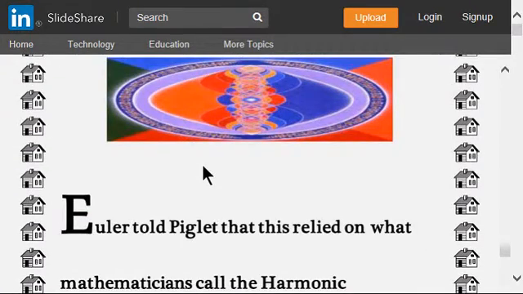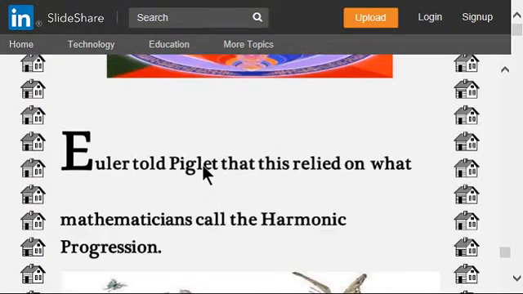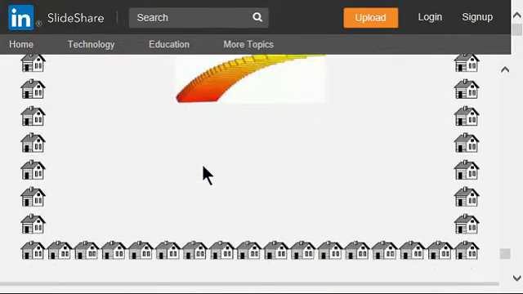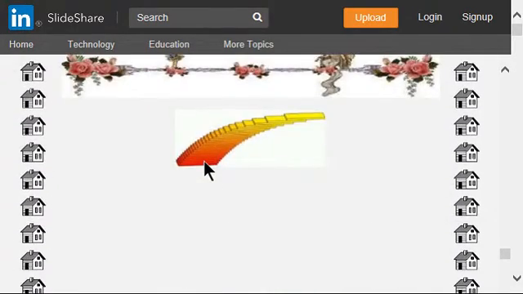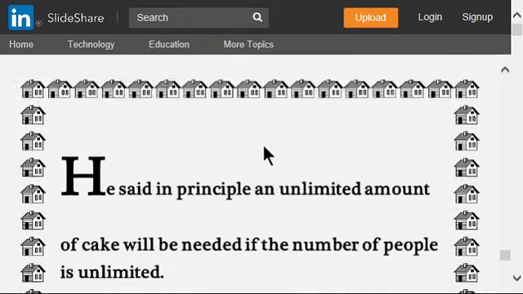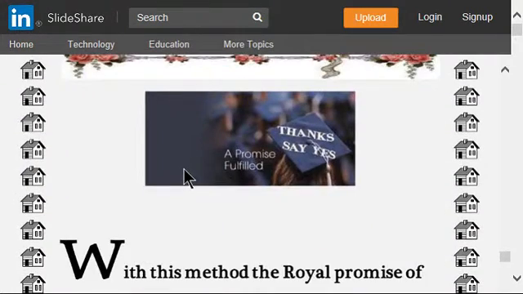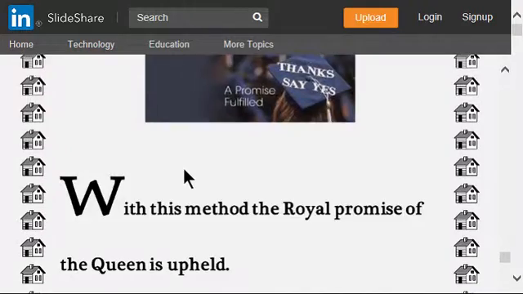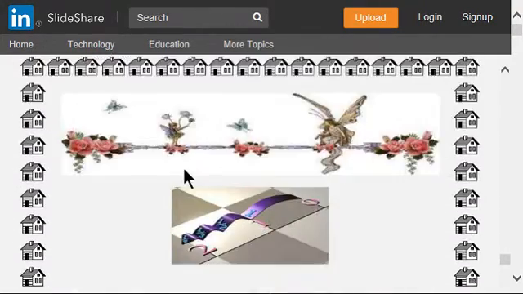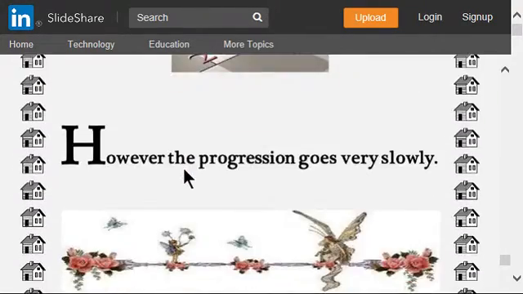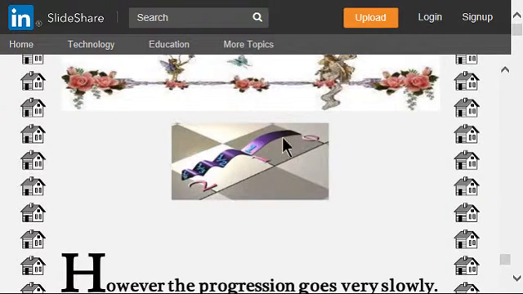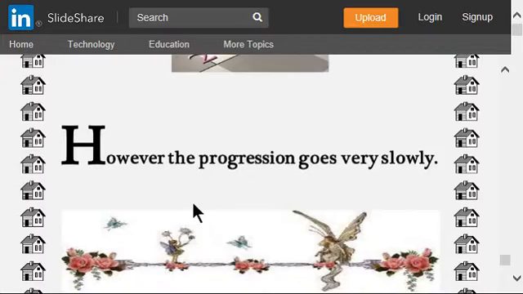Euler told Piglet this relied on what our mathematicians call the harmonic progression. So it goes on, a little bit less. In principle, an unlimited amount of cake will be needed if everybody in the universe is to be fed. With this method, the royal promise of the queen is upheld. However, the amount of cake required is very little. It becomes less as more people can be fed.